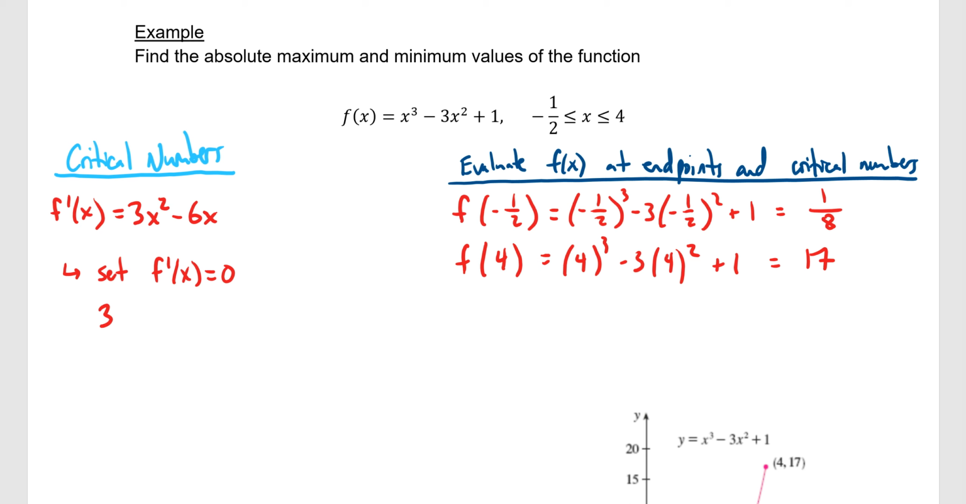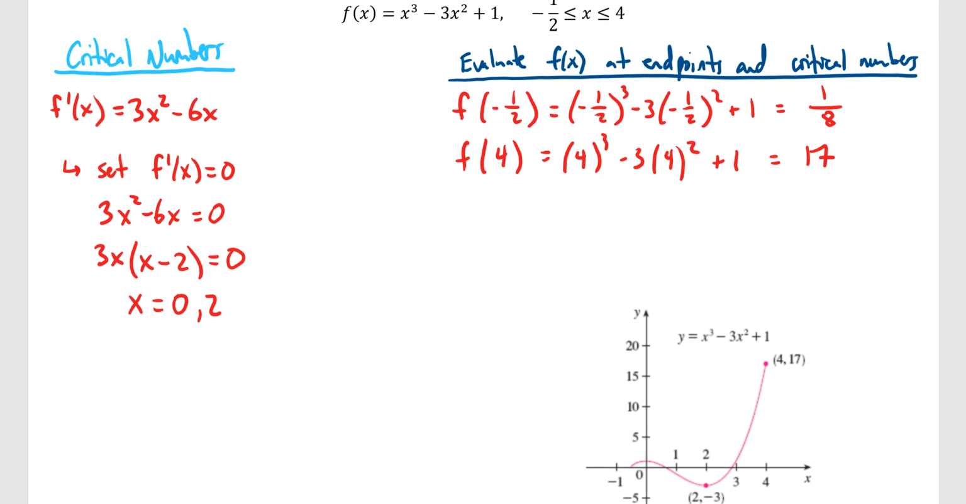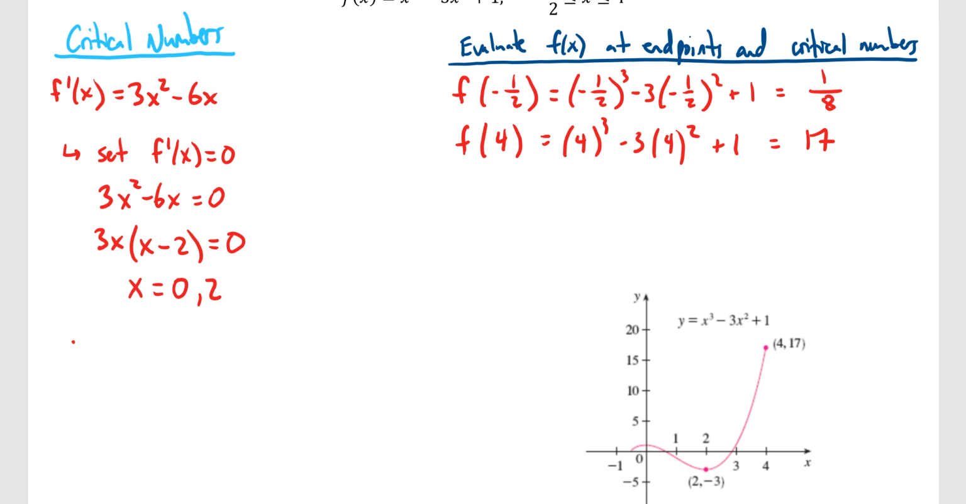So setting it equal to 0, 3x squared minus 6x equals 0. This is a quadratic equation. We can factor out a 3x. We'd be left with x minus 2. Set both of those factors equal to 0 and solve them separately. We get x equals 0 and x equals 2. So that's the first part for the critical numbers.